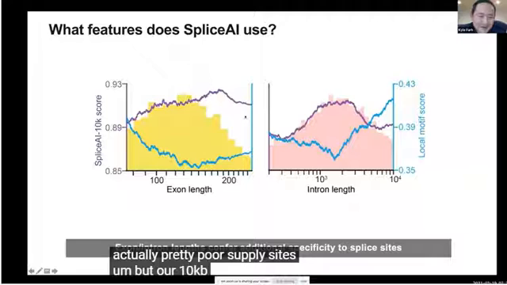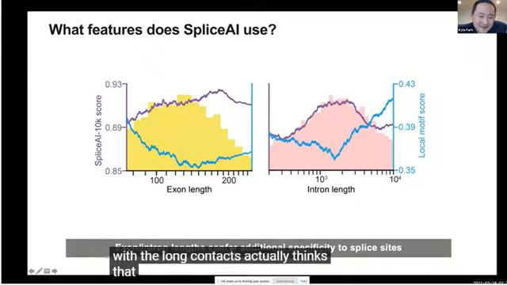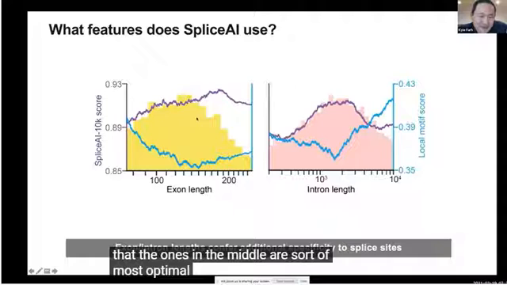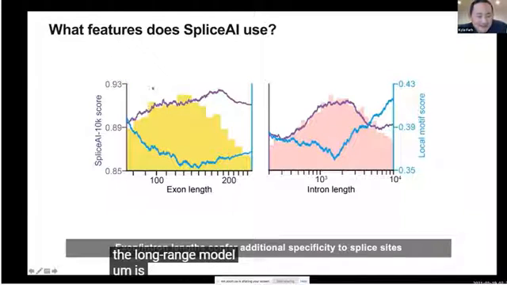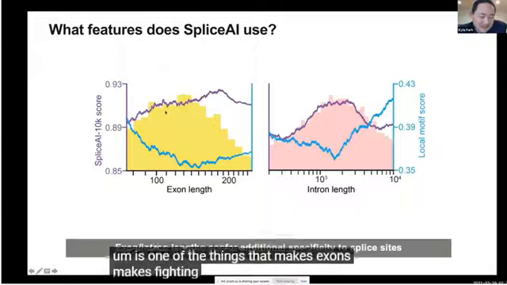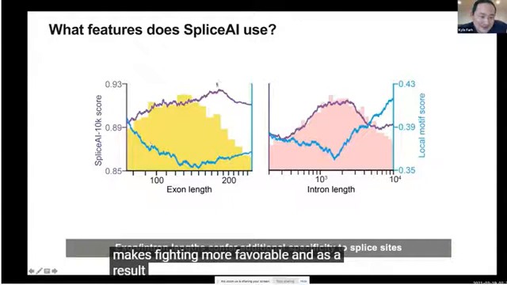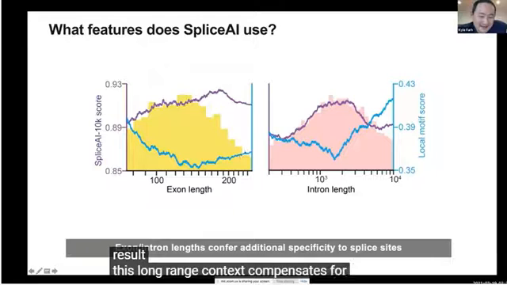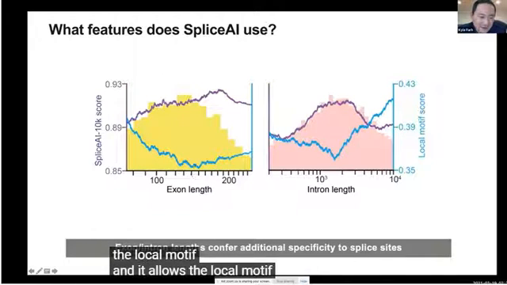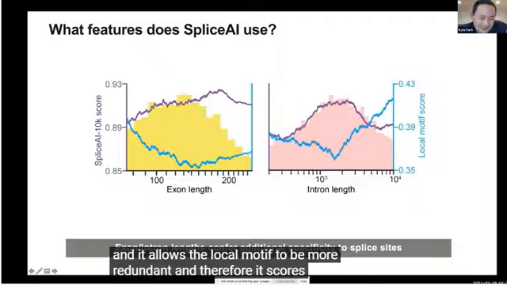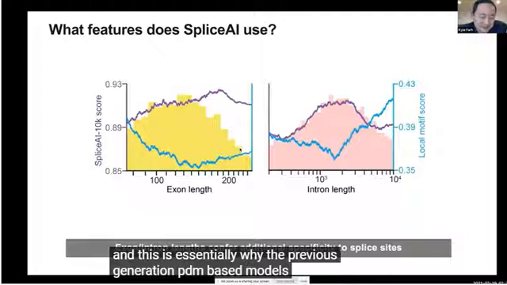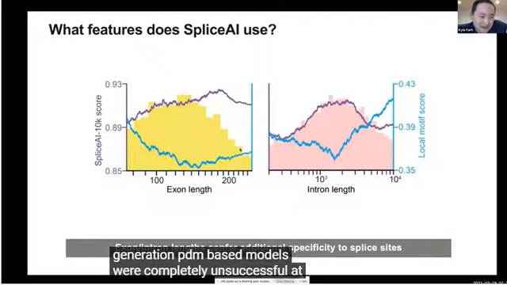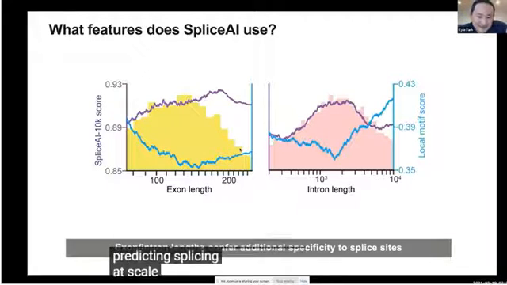But our 10 kb network with the long context actually thinks that the ones in the middle are sort of most optimal. So essentially, exon length is one of the features that's used by the long range model, one of the things that makes splicing more favorable. And as a result, this long range context compensates for the local motif, and it allows the local motif to be more redundant, and therefore it scores more poorly on the local motif score. And this is essentially why the previous generation PWM-based models were completely unsuccessful at predicting splicing at scale.